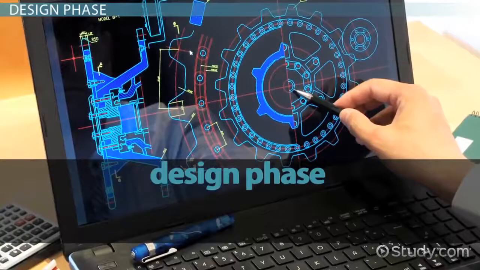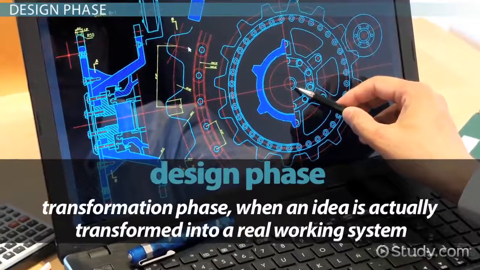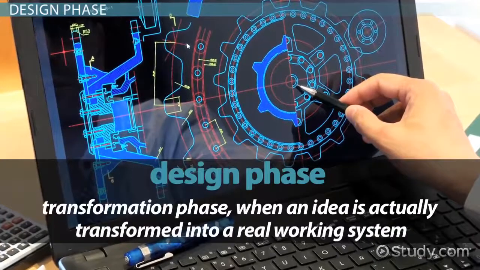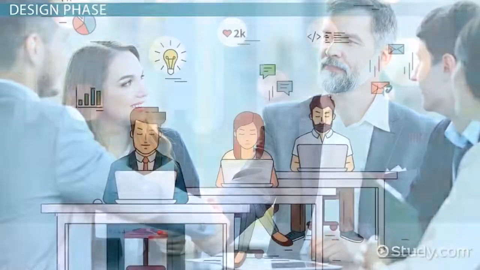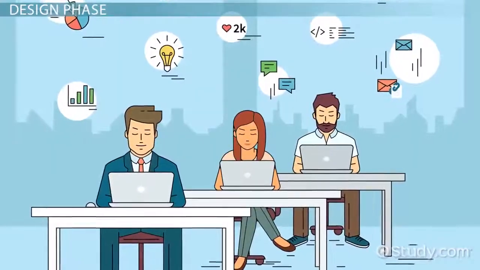The design phase can be referred to as the transformation phase because this is when an idea is actually transformed into a real working system. Phase 2 comes to an end once a customer has agreed and signed off on the system. Once this happens, the building begins.